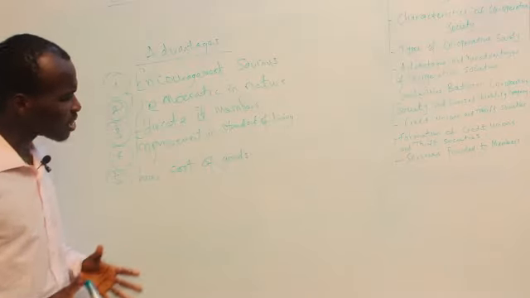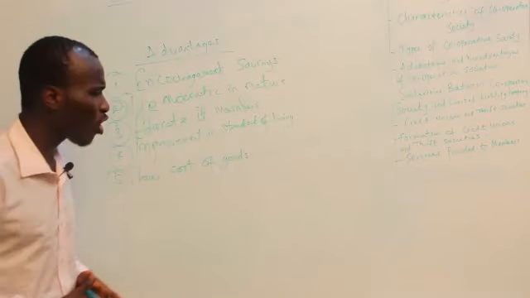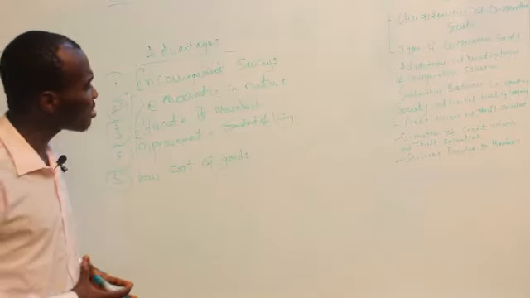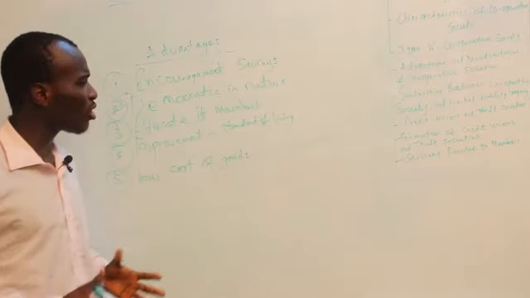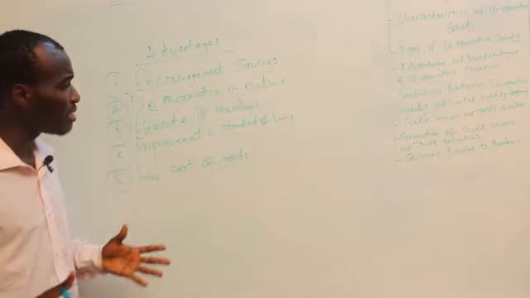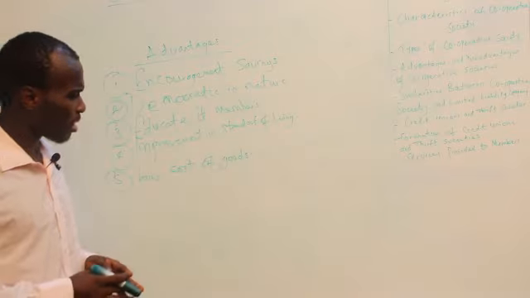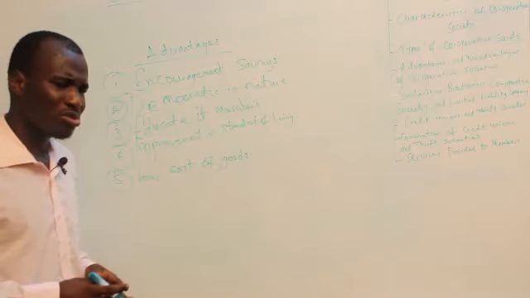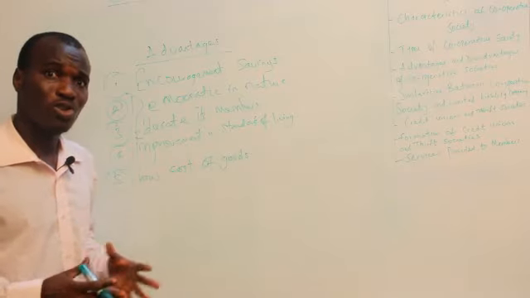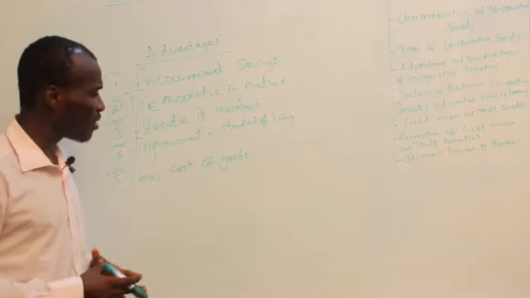That also serves as an advantage of cooperative society. So we talk about the encouragement of savings. We talk about the democratic nature. We talk about how it educates its members. We also talk about improvement in standard of living. We talk about low cost of goods, which is the last one we talk about. That is, it ensures that low cost of goods are available to members.